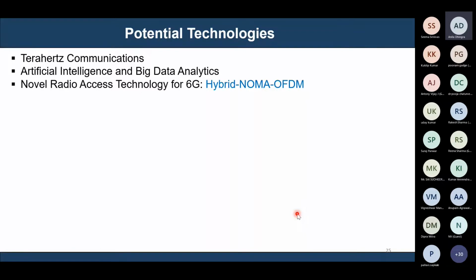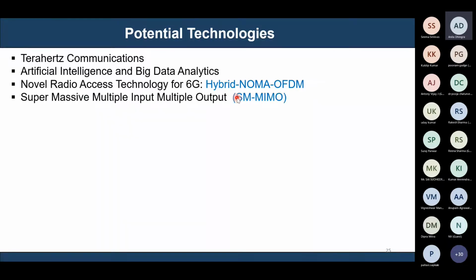We need a different radio access technology because the connectivity is massive. Earlier we used OFDM. People talked about NOMA. Now people are talking about a hybrid NOMA-OFDM version, which can integrate the advantages of both schemes. People are targeting this for 6G. This is not something fixed, but people are proposing it for 6G. There could be different radio access technologies also, so it's an open field for working.